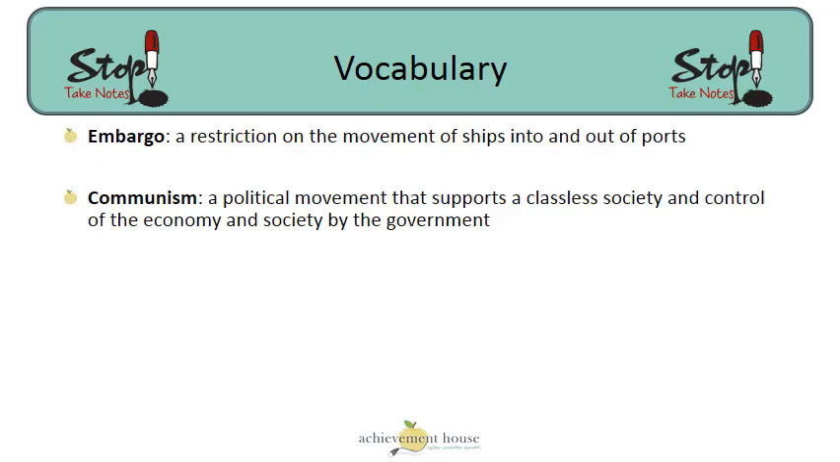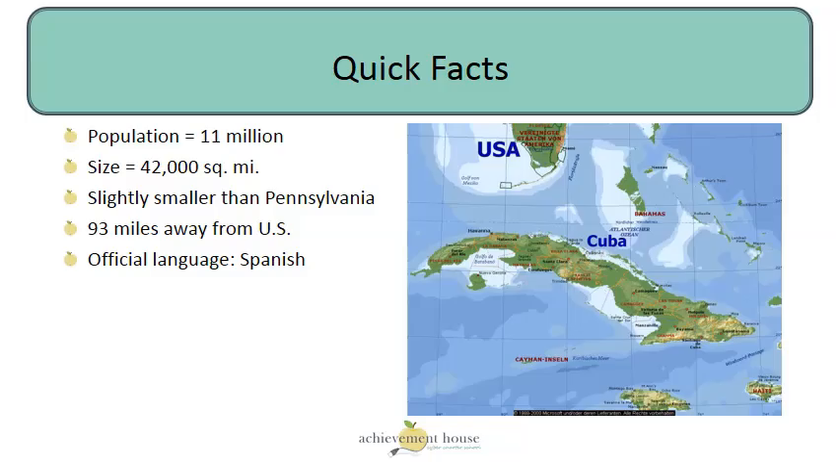Take out your notebooks and jot down this important vocabulary. Embargo, a restriction on the movement of ships into and out of ports. Communism, a political movement that supports a classless society and control of the economy and society by the government.